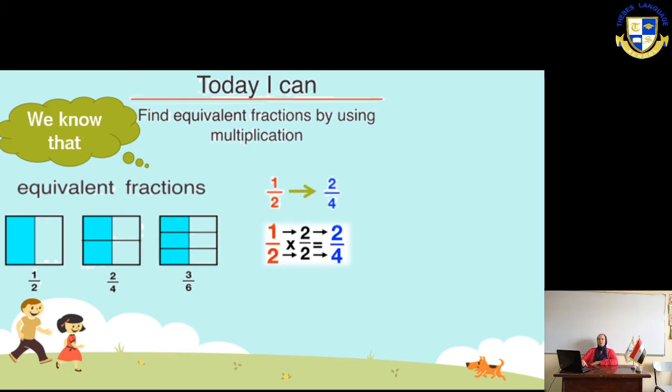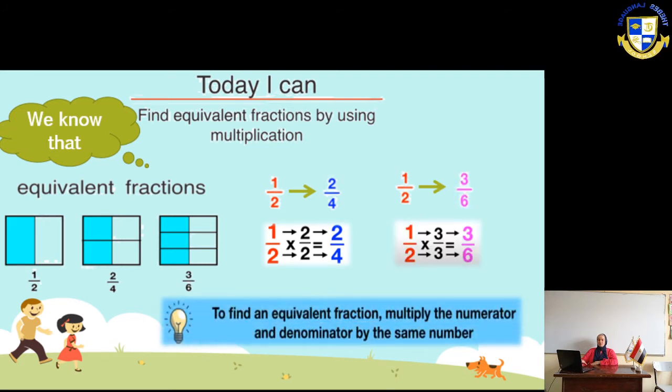Okay, now if you want the half to be equal 3/6, what we are going to do, the 1 became 3, so it means it became bigger. So we are going to make times. Okay, the 1 will be multiplied by 3, so it will be 3. And what we are going to do up, we have to do it down. So 2 times 3 equals 6. Okay, to find an equivalent fraction, multiply the numerator and denominator by the same number.